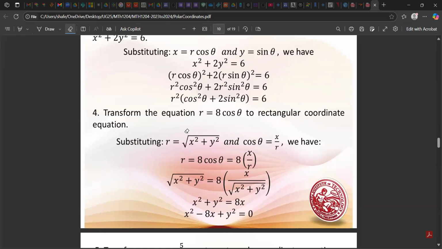We're transforming a polar equation now to a Cartesian equation, right? So we have r equals 8 cos theta. Good. So we're going to take that now. We're going to put r is, what is it? Root of x squared plus y squared. And we know that cos theta is x over r, right? So, all right. We put all of that in the equation, and we're going to get this horrible looking thing.